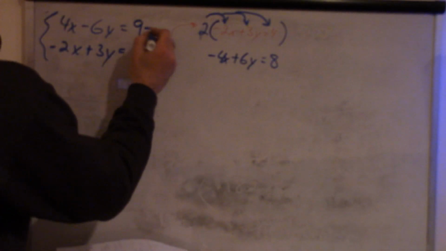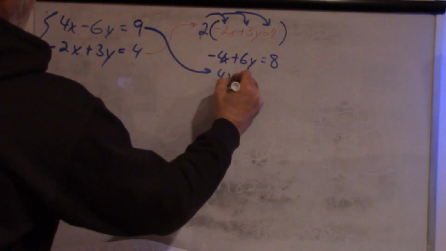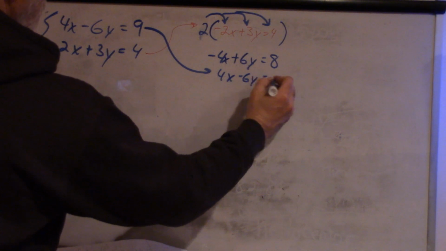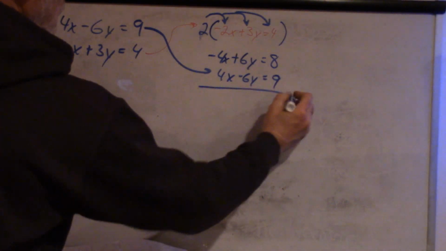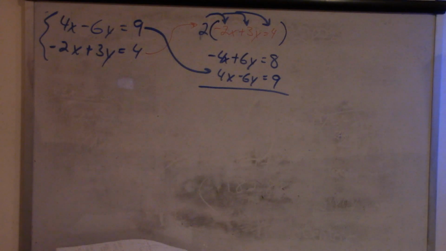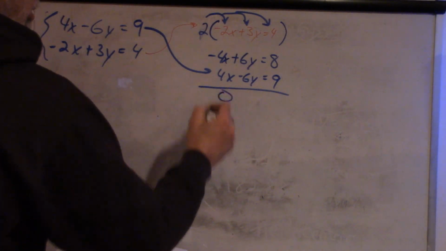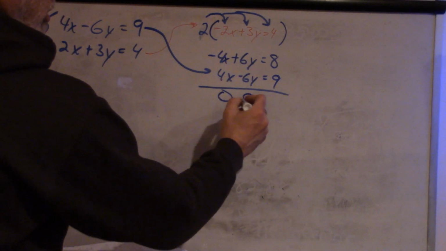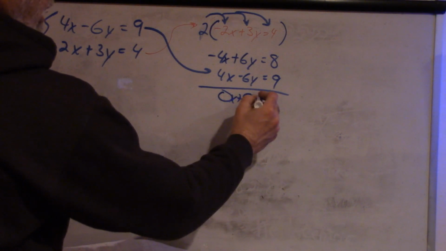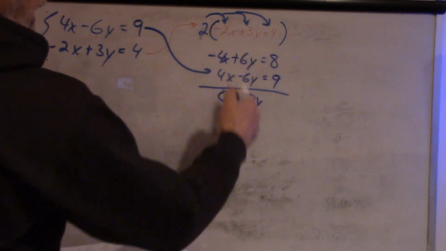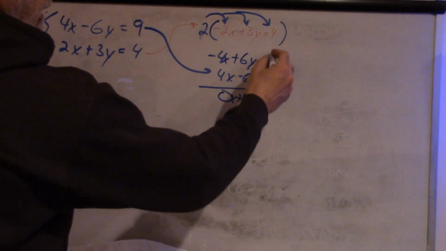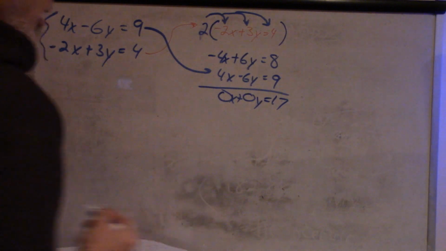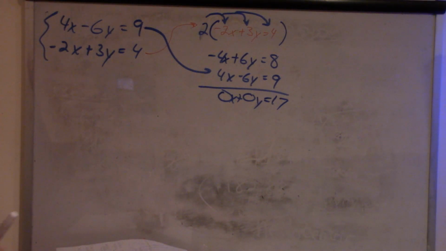Okay, so now let's introduce the other equation. This one, we're going to bring it down in here. 4x minus 6y equals 9. Well, negative 4x and a positive 4x result in 0. Positive 6 and negative 6 result in 0. So there's 0 x's plus 0 y's, and 8 and 9, remember we're adding these terms together, combining like terms. 8 and 9 equals 17. Does 0 plus 0 equal 17? No, it doesn't. 0 plus 0 does not equal 17.